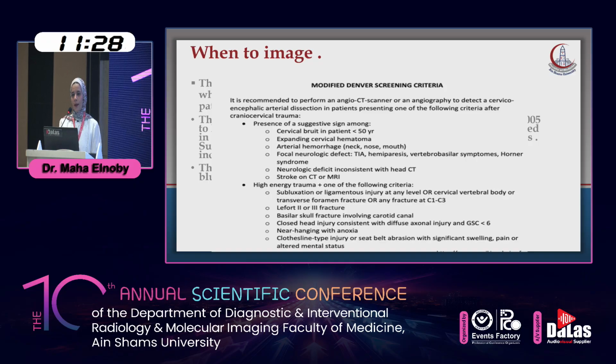The modified Denver criteria is actually determined by the neurologist and neurosurgeons, according to the presence of suggestive signs such as cervical bruit, expanding cervical hematoma, arterial hemorrhage, neurological deficit, or the type of the trauma such as high energy trauma or high risk subluxation, facet fractures, whatever. That is something for neurosurgery or the neurologist.